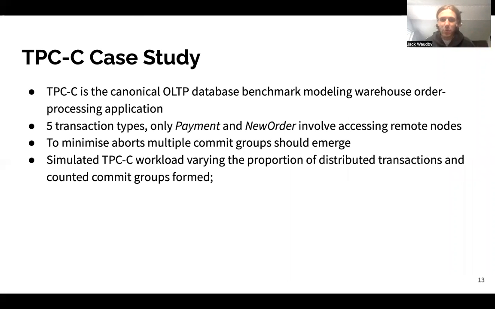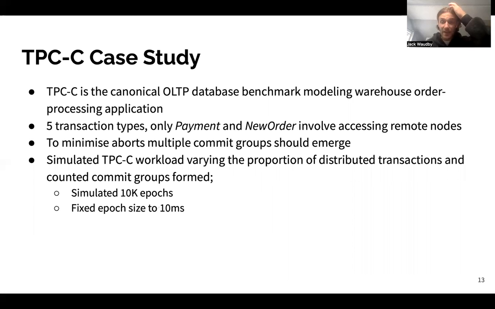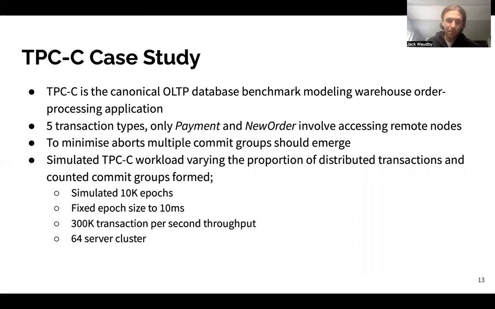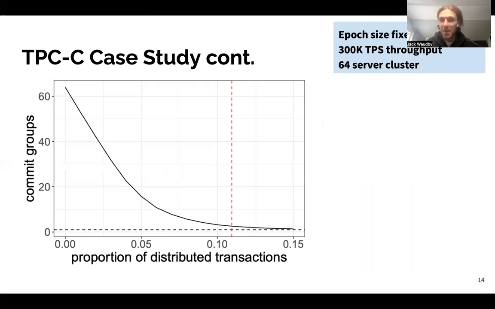In our simulation, we varied the proportion of distributed transactions in the workload and counted the commit groups that formed. We simulated 10,000 epochs. We fixed the epoch size to 10 milliseconds, which was the value used in the original VLDB paper. And we assumed a throughput of around 300,000 transactions per second, again taken from their experiments in the original VLDB paper, and a cluster size of 64 servers. And we counted the commit groups, and this is what happens here.